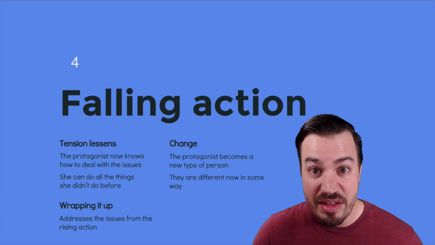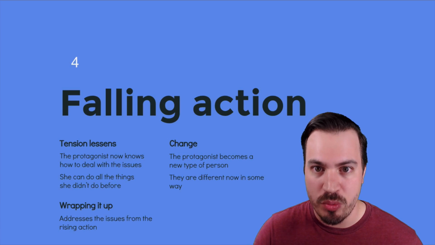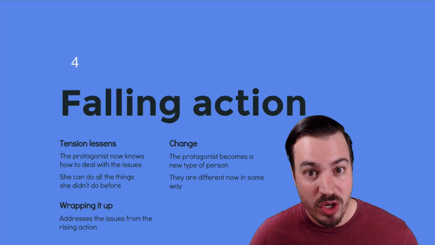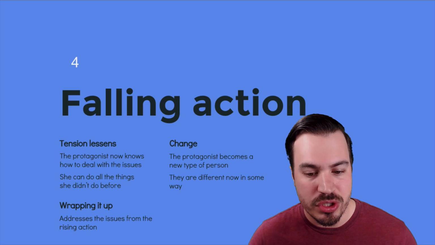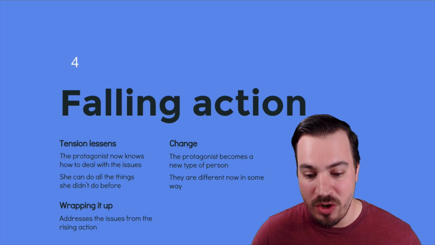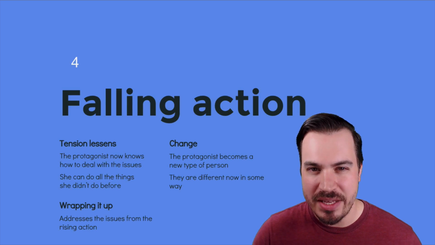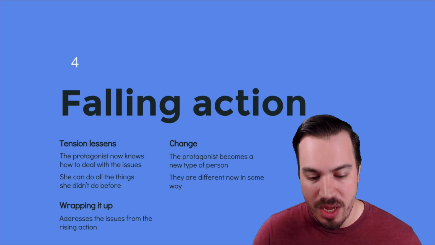This is where they've figured it out and now they go about solving their problem. In the climax, they know what their problem was. They know how to fix it, how to solve it, the solution, and now they go about using that solution, fixing their problems. This is where we see that change. They've become a new type of person. It's the same character, but they're a new type of person.